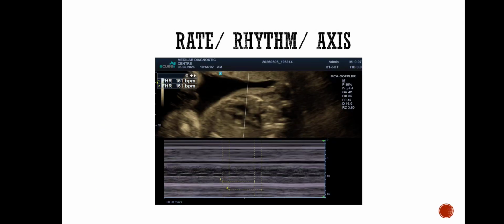Now come to the rate, rhythm and axis. A structurally normal heart may still have functional abnormalities. Therefore, evaluation of heart rate, rhythm and axis is mandatory. Ask yourself, is the rhythm regular? Are atrial and ventricular contractions synchronized? Is the cardiac axis normal? The answer to these simple questions can uncover significant pathology.